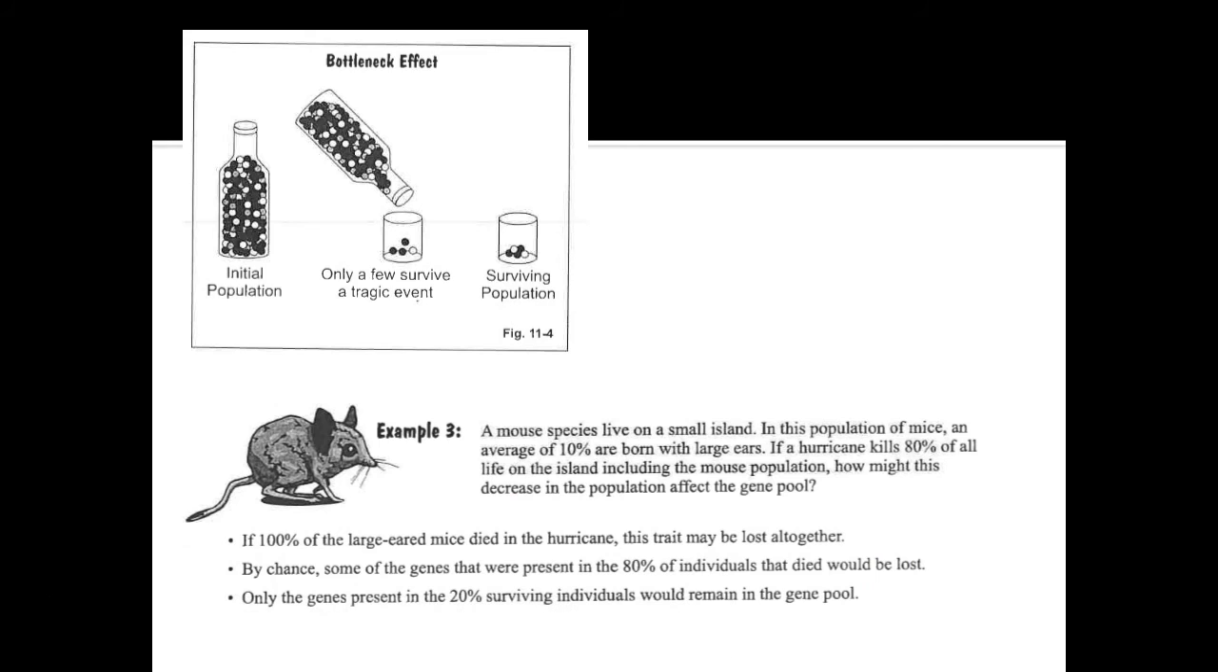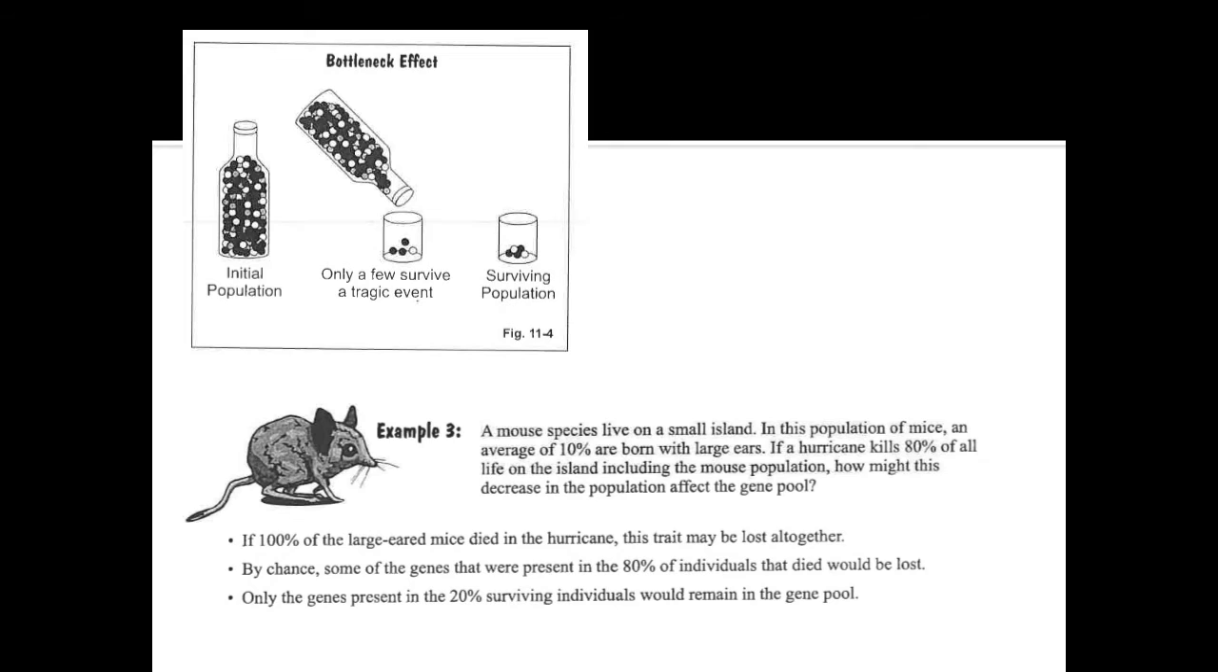Okay, so here you can see it illustrated. You have a bottle of colorful marbles representing the bottleneck effect. So you can see something happens, only a few survive, okay, and that surviving population is going to determine who is left. So example 3 says, a mouse species lives on a small island.